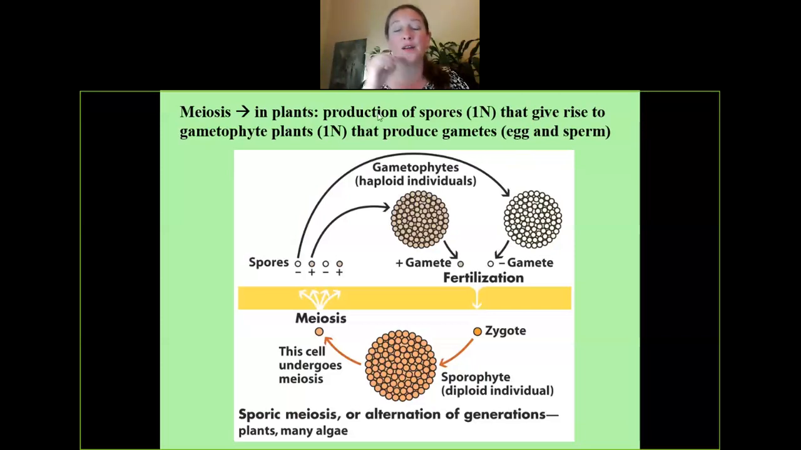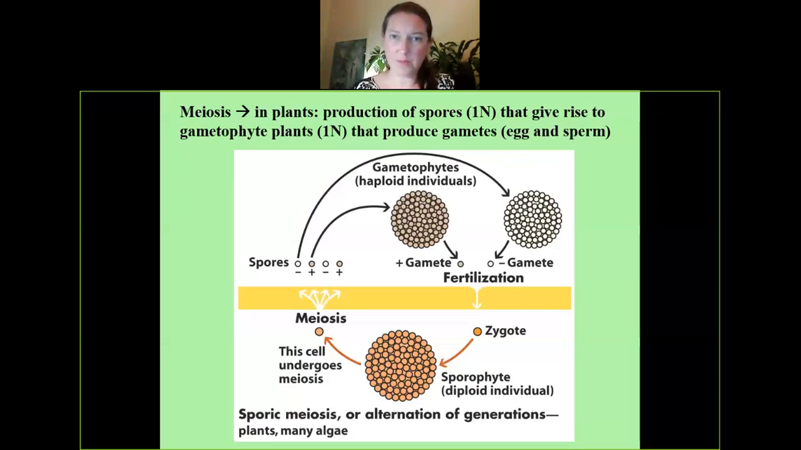So in plants, it's more complicated. In plants, the direct product of meiosis is something called a spore. That spore is going to grow into an individual, and that individual is what produces the gametes. So there's a whole extra step compared to humans. In humans, meiosis happens and boom, you have egg and sperm. In plants, meiosis happens and now you have a spore. The spore is going to grow into a type of plant, and that plant is going to be the thing that produces the gametes, egg and sperm.